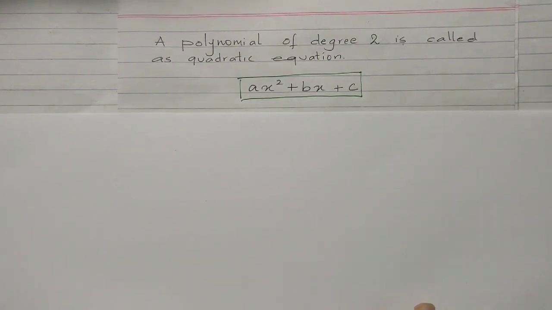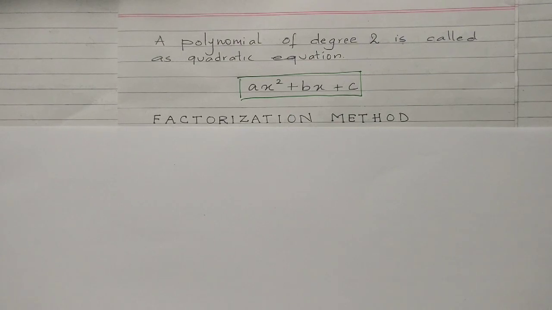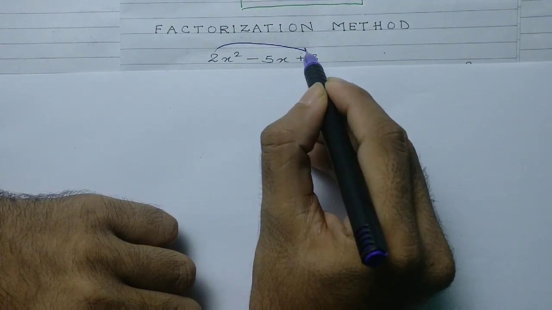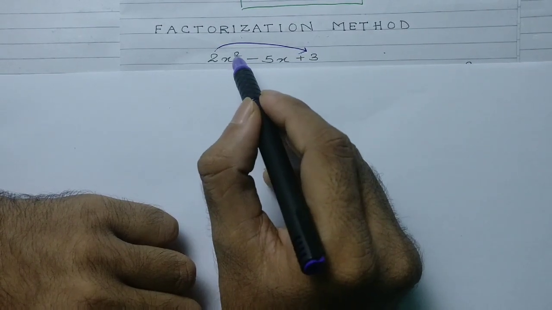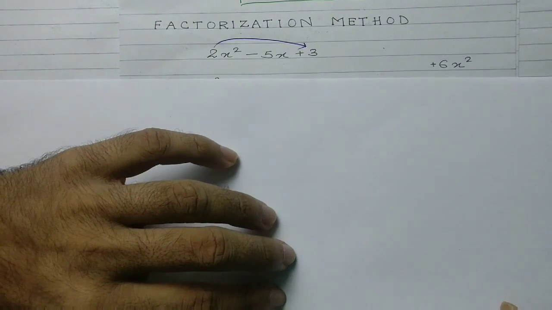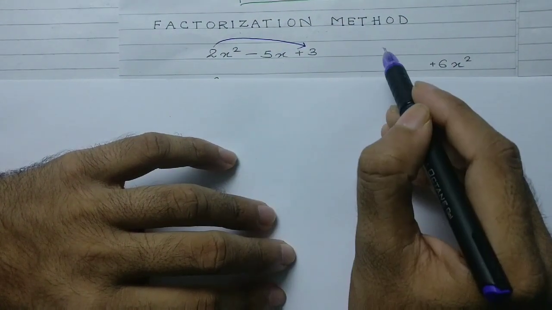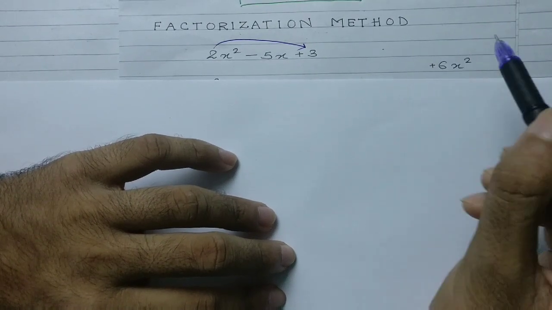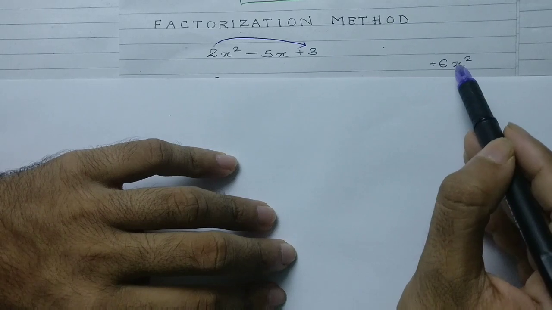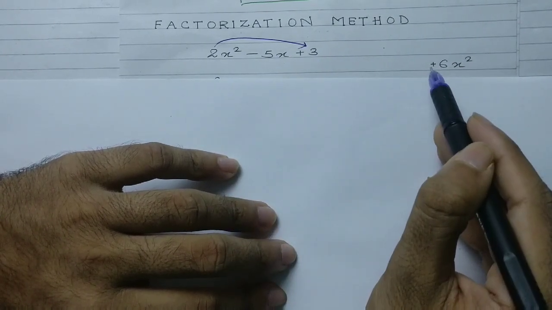Okay, now let us understand the first method, that is the factorization method, which is also called splitting of the middle term. To start with, we take this coefficient and multiply it with the last one. So 2x square multiplied by 3 will give me positive 6x square. Always remember the sign, coefficient, variable. So 2 multiplied by 3 is 6, x square, and there's no x value over here, so it becomes x square again, and plus and plus will give me plus.